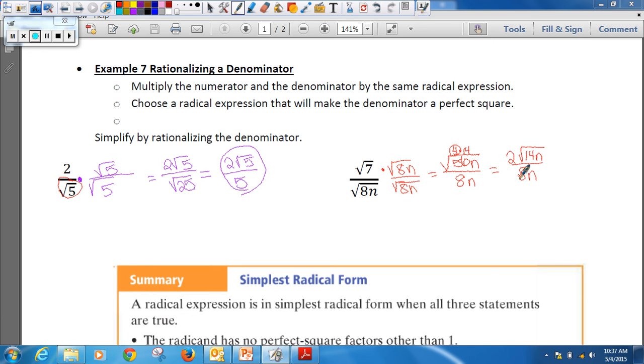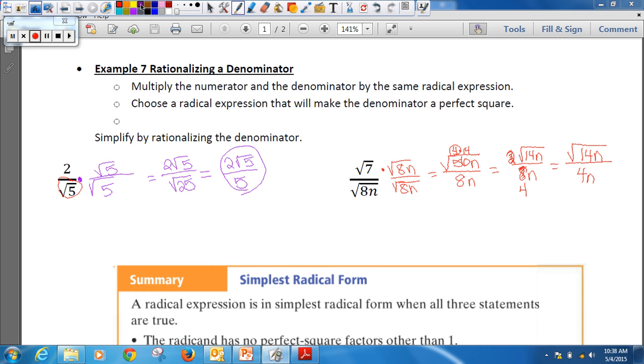There's not a perfect square that will go into 14, but 2 and 8 will simplify. They're both outside of the radical. 2 will go in there once, and 2 will go into 8 4 times. So my final answer here is the square root of 14n over 4n. I cannot cancel out these n's, and I can't simplify 14 over 4 any further because one's under a radical and one is not, so they are not like terms.